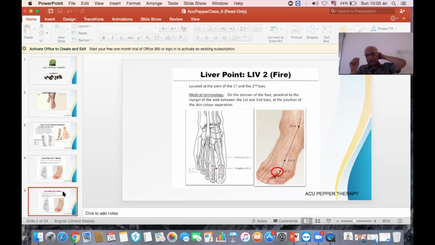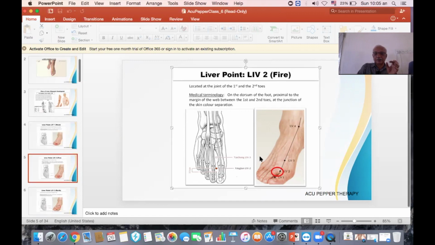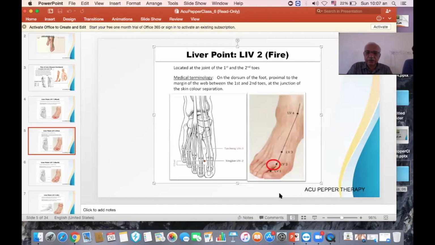And liver, it is located at the base of the big toe. So you see here, it is on the web, on the outer side of the big toe. Okay. So this is liver 2. Whenever you have to energize fire, you can give this.